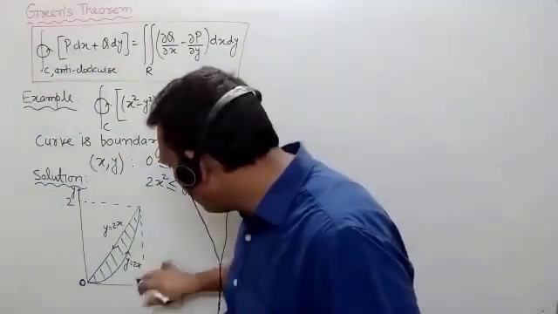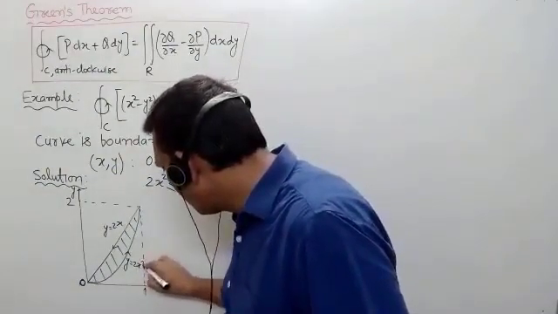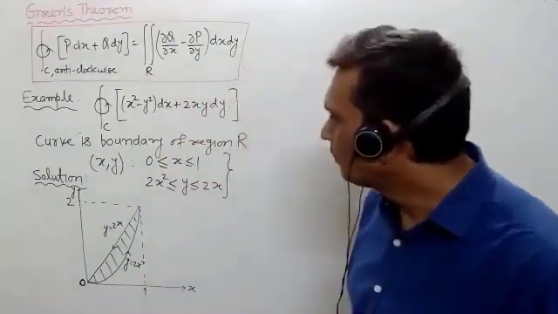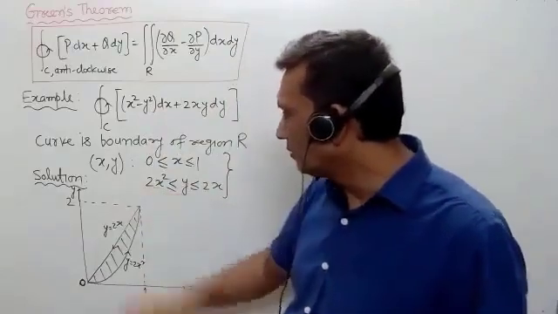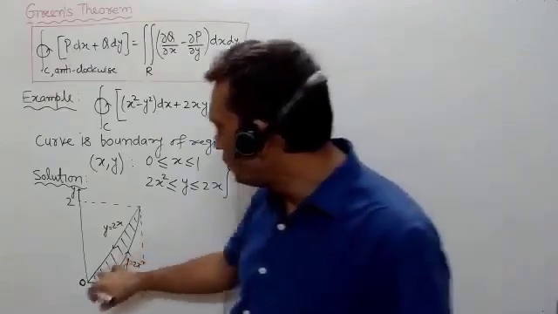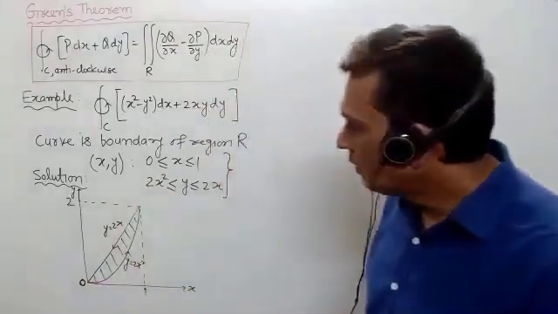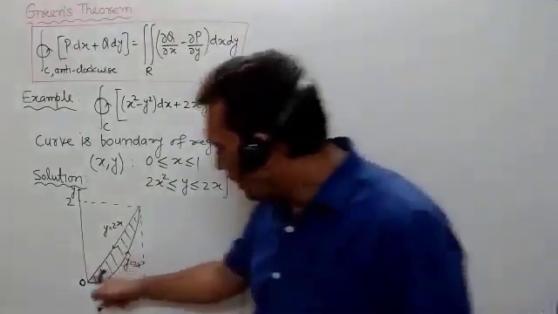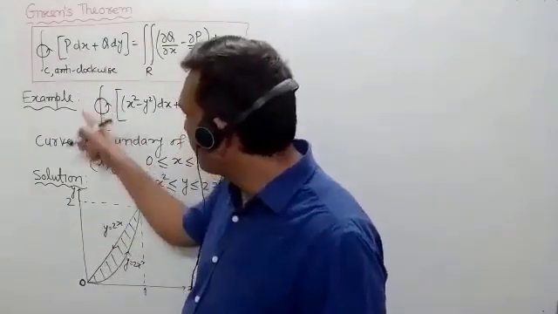Sir, how did this become parabolic? y is equal to 2x square, and this is y is equal to 2x, and you have taken this as anti-clockwise direction.